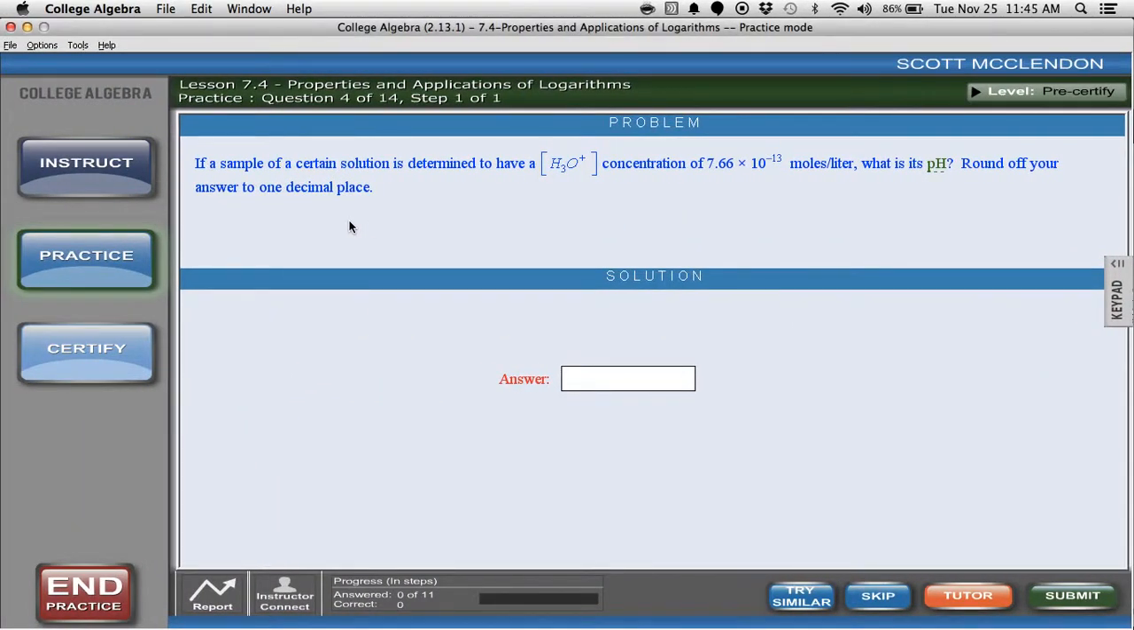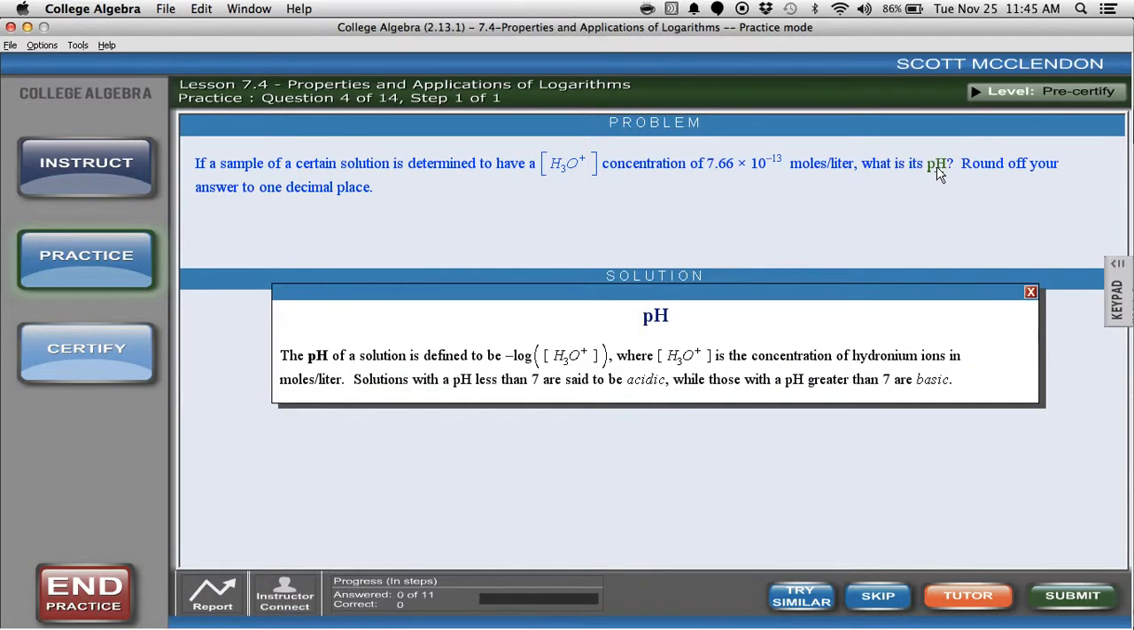Alright, so we have a couple questions in 7.4. If a sample of a certain solution is determined to have a hydronium concentration of 7.66 times 10 to the negative 13 moles per liter, what is its pH? Now if I click on pH, I can find this little formula here. So the pH is the negative log of the hydronium concentration in moles per liter.